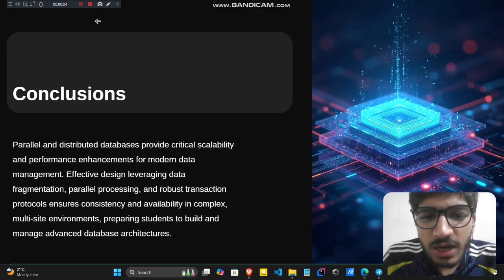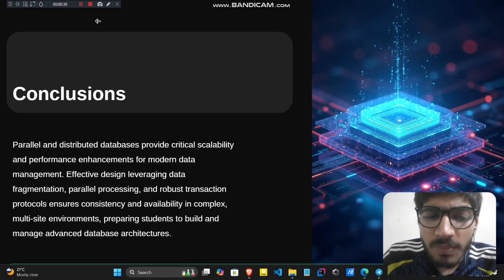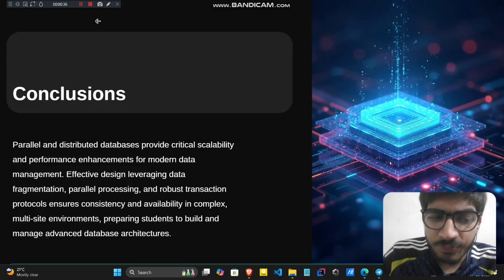In conclusion, parallel and distributed databases are the engines that power the modern data world. Parallel systems give us the raw power to execute complex queries fast, primarily through the shared-nothing architecture. Distributed systems give us the necessary resilience and availability by coordinating data through fragmentation and replication. However, both introduce immense complexity, particularly around transaction management, where protocols like two-phase commit are essential, though imperfect, for ensuring consistency.